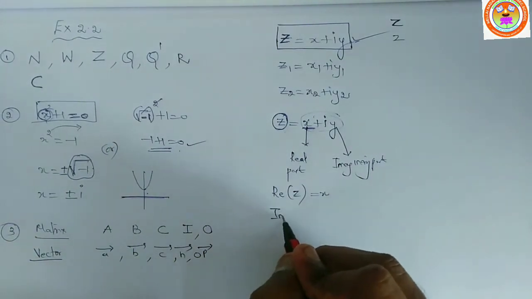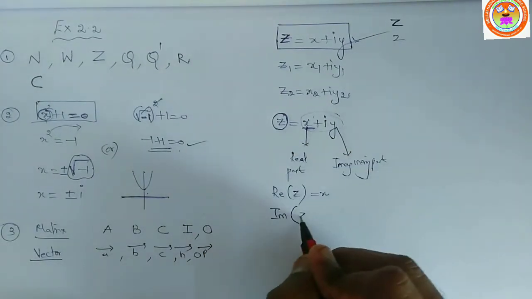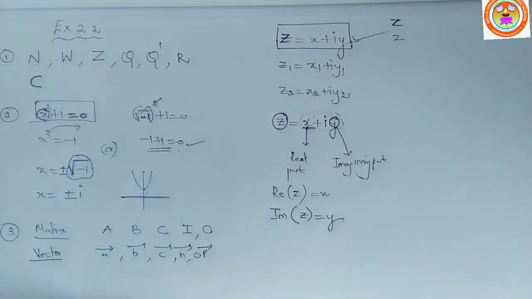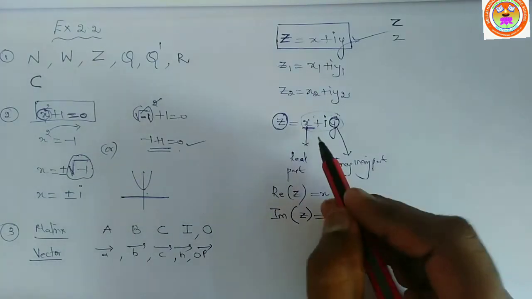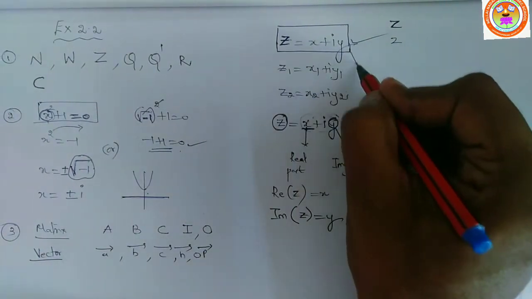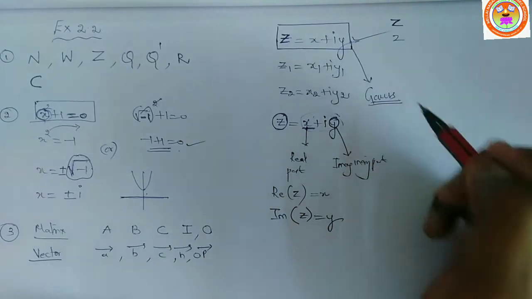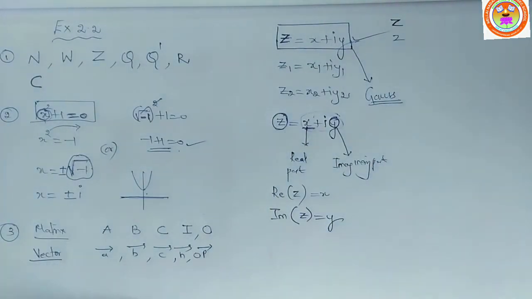Next, Im, the imaginary part of z. The imaginary part of z is nothing but y. The real part of z is nothing but x, and the imaginary part of z is y. This representation of a complex number was introduced by Gauss, the mathematician.